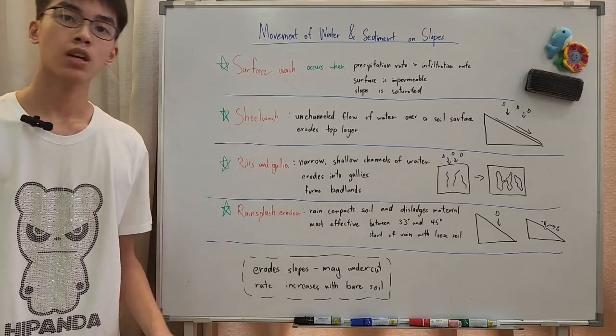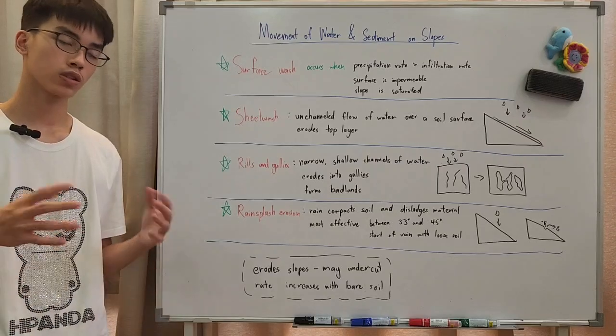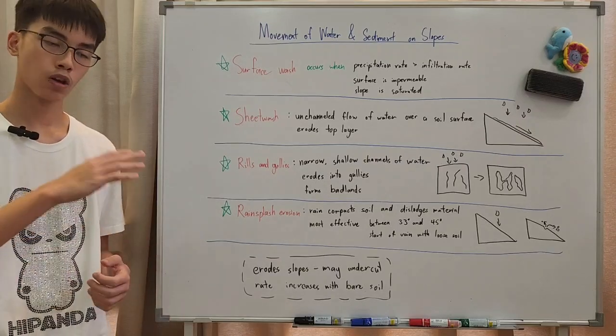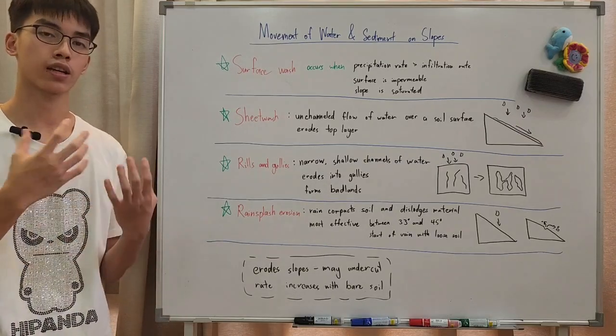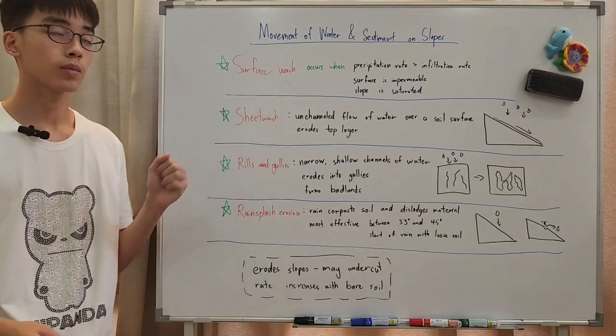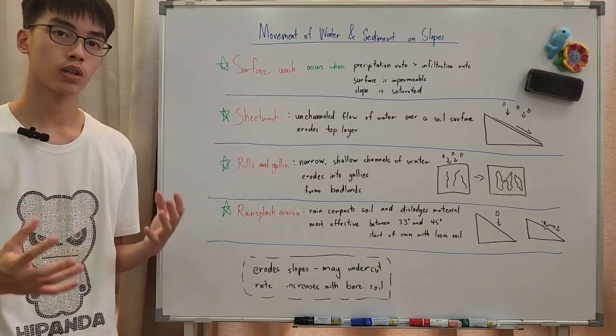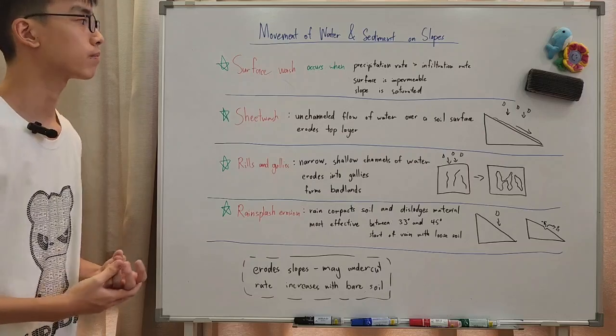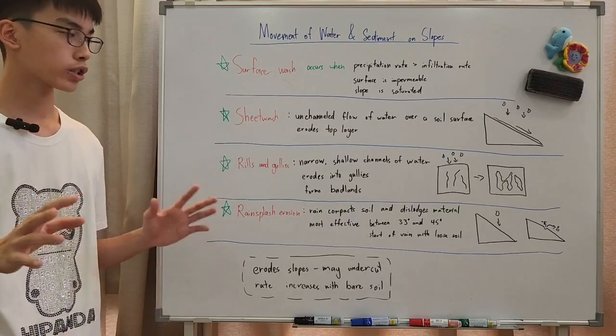Your surface is impermeable. Maybe you have a prolonged dry season, so your soil is baked and the top layer is crusted, so it can't let water in. Or maybe it's saturated. Your whole slope is saturated with water so it can't let water in. So what this does is you have water washing off.